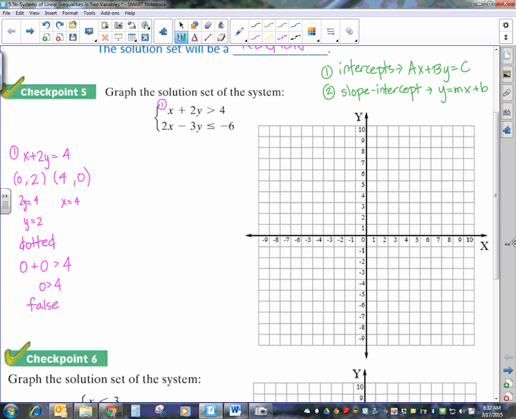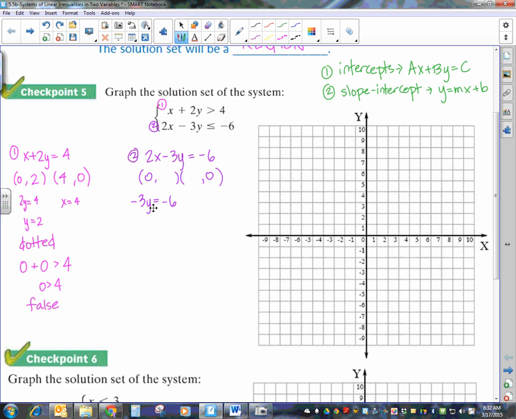Okay, now let's go to the second one. In that second inequality, I look first at the line. Again, x and y are on the same side, so I'm going to go find those intercepts. Put in 0 for x, put in 0 for y. If I put in 0 for x, a lot of y'all are forgetting that negative right there. So I'm glad we have an example with the negative in it.